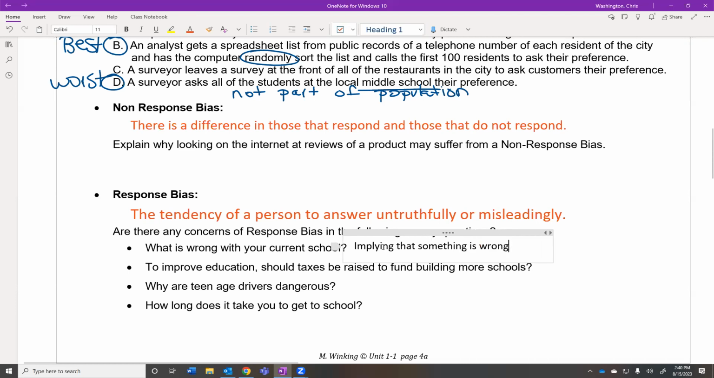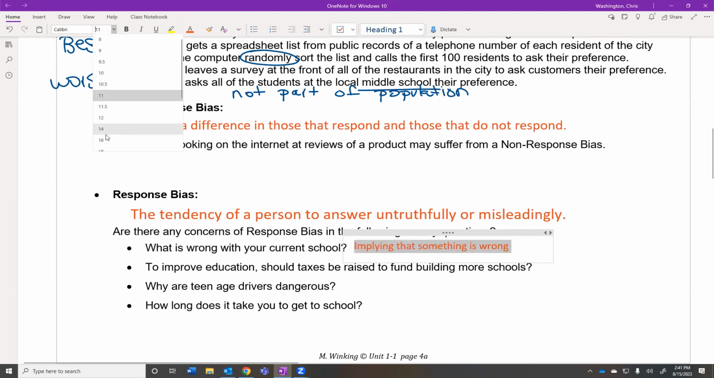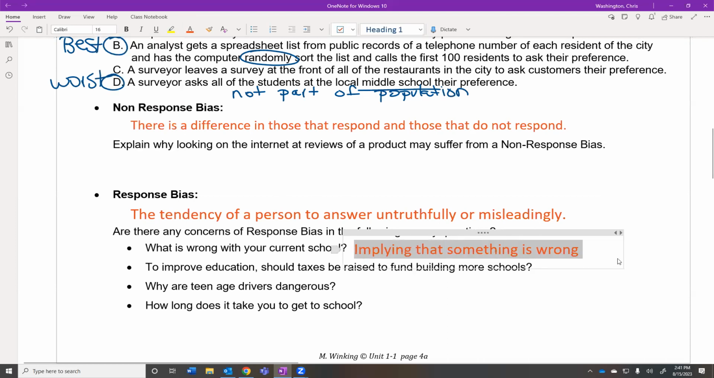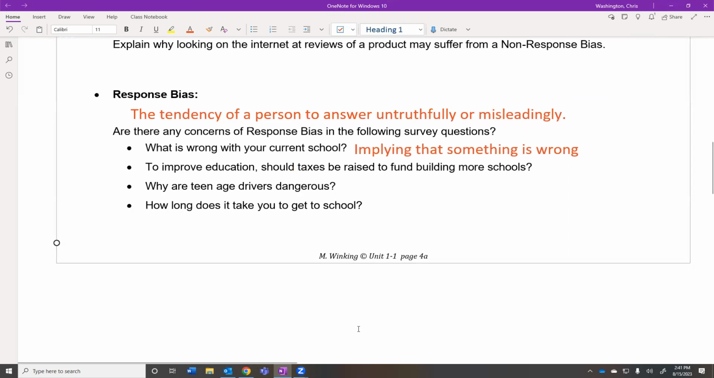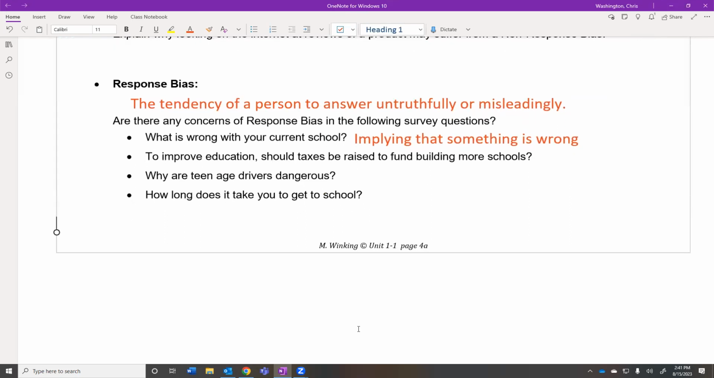Does something have to be wrong? No. But now if I'm going to answer this question, I'm going to look for something that might be wrong, even though before this question was asked, I might not have thought of anything being wrong with my school. So the word wrong here implies that there is something wrong.